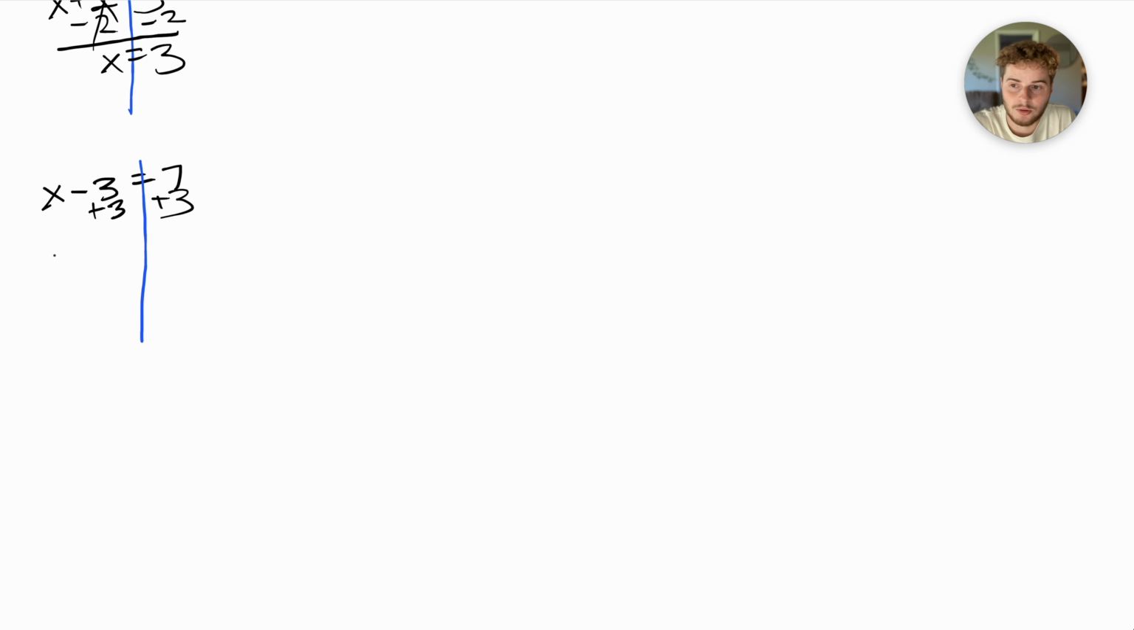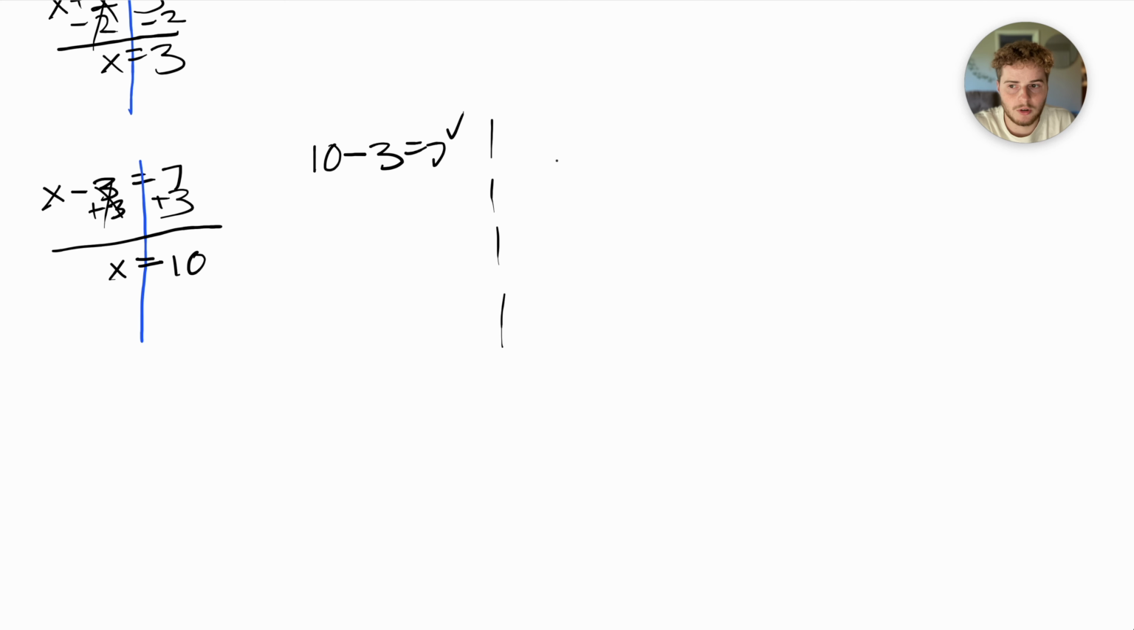You do it to one side, do it to the other. We have just x left on the left side because negative 3 and 3 cancel out. And we'll set that equal to 7 plus 3, which is 10. Plug it back in to see if that's correct. x equals 10, 10 minus 3 equals 7, and that's a true statement, meaning that we solved that equation correctly.